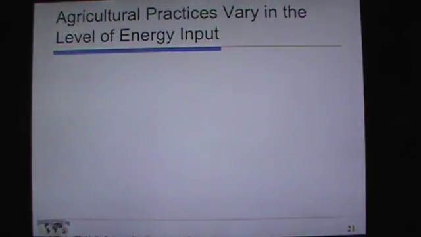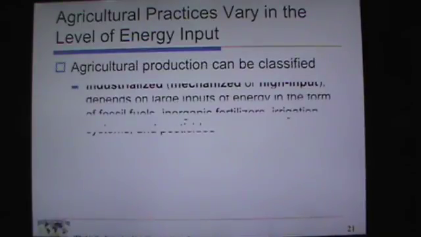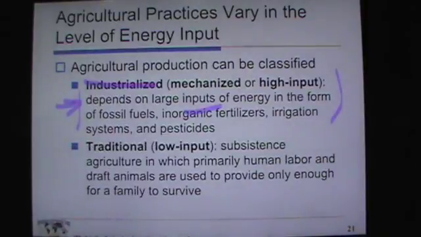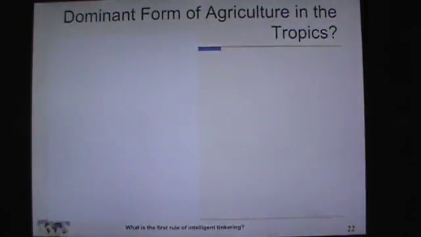Agricultural practices vary tremendously in how much energy has to be put into it. You can classify that production into an industrialized idea, that mechanized, high output. Got a lot of tractors running out there, lots of energy in the form of fossil fuels, inorganic fertilizers, irrigation systems, pesticides, etc. The low input, traditional, subsistence agriculture, primarily human labor, draft animals, to provide only enough for a family to survive, or maybe a bit more than that. Dominant form of agriculture in the tropics.